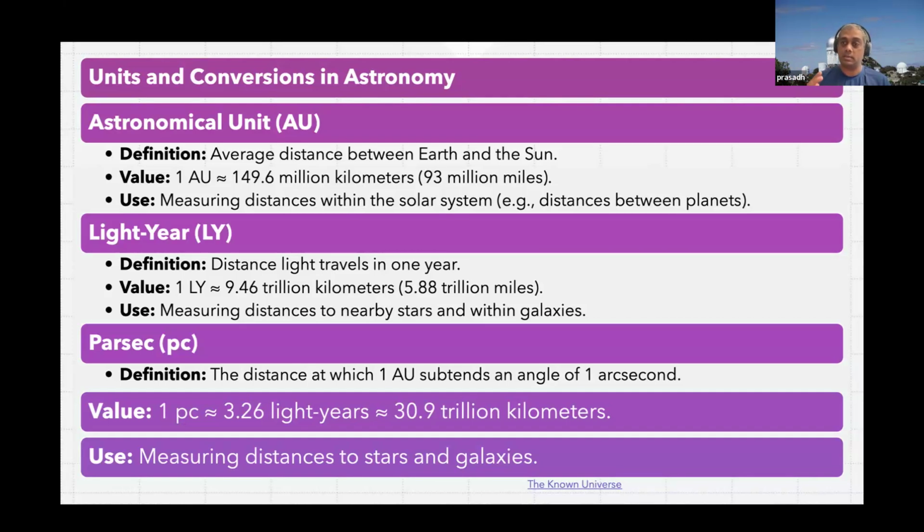Now, parsecs has a different definition: the distance at which one astronomical unit subtends an angle of 1 arcsecond. The idea you need to get is the amount of distance included in 1 parsec. If you convert 1 parsec, it's around 3.26 light years. So that means a parsec is roughly a little bit more than 3 times a light year. And if you convert into kilometers, that will be 30.9 trillion kilometers, right?